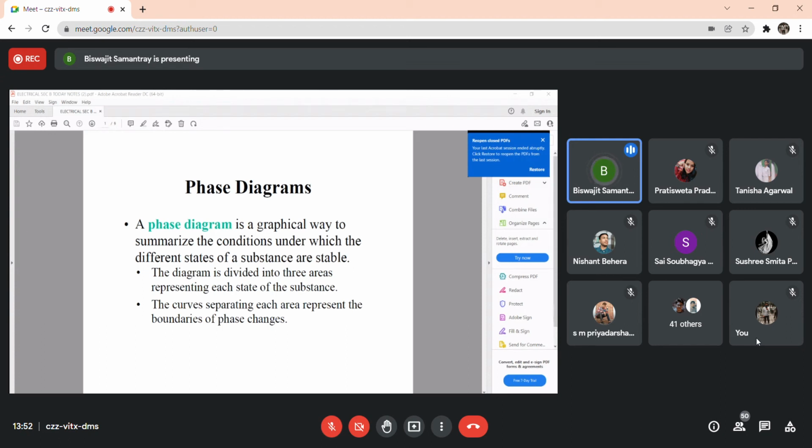This is a common diagram. Look at this. Now look at this, it is a sample phase diagram. What is that? Now this diagram consists of 3 curves.